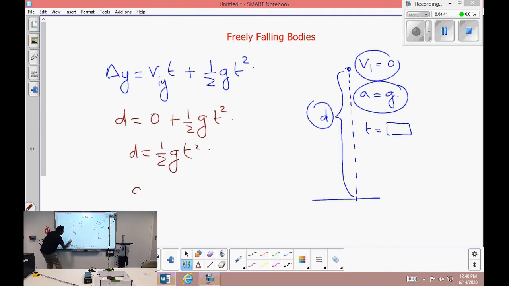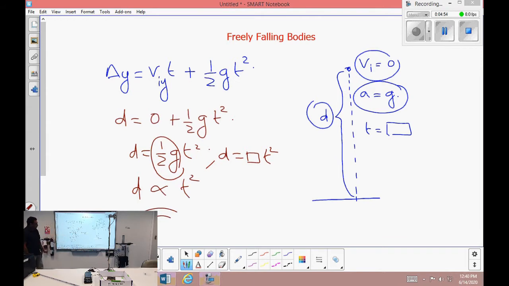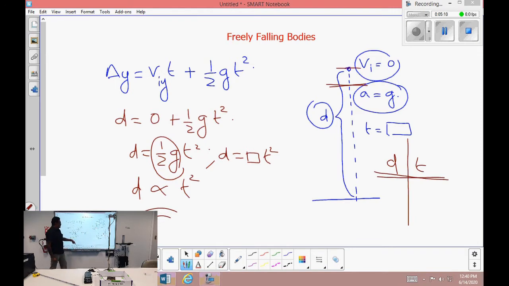Or we can say d is proportional to t square. Why? Because g is a constant. That means d is equal to a constant times t square, or mathematically we can write d is proportional to t square. So right now, what is our plan? Our plan is to reduce the distance d. I have a d value and the corresponding t. Mathematically, if I can calculate t square, it's fine, right? I have one set of d and t square.